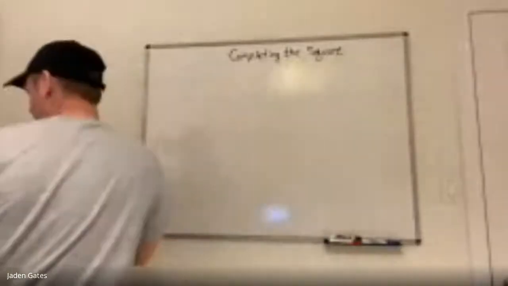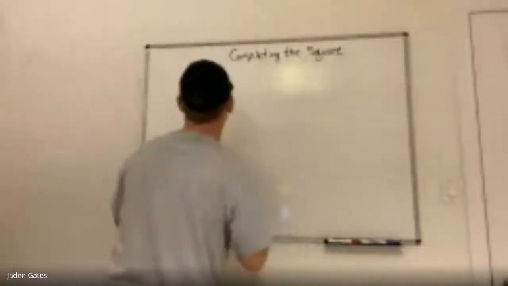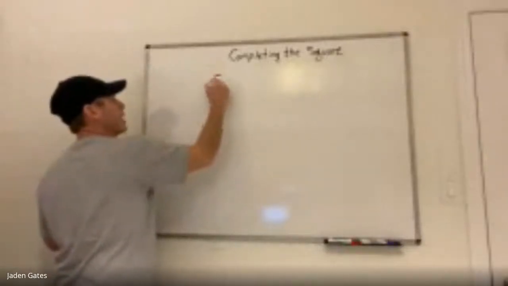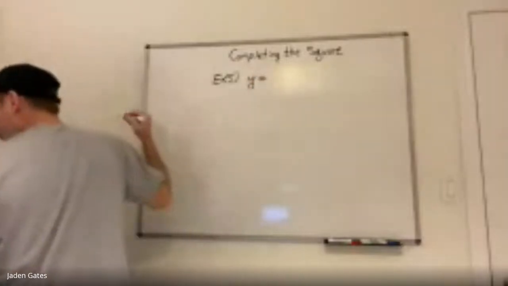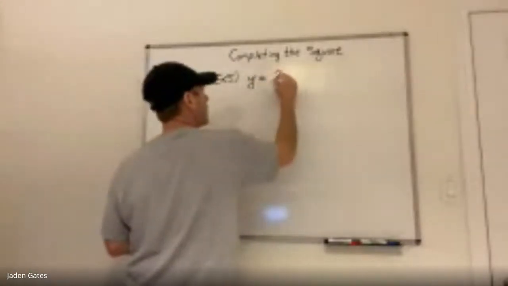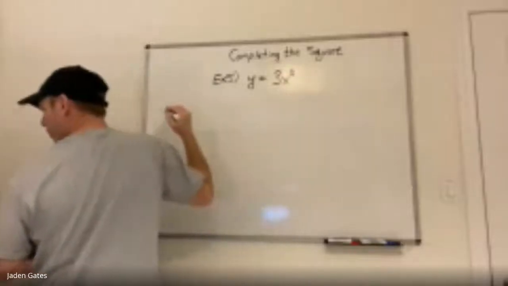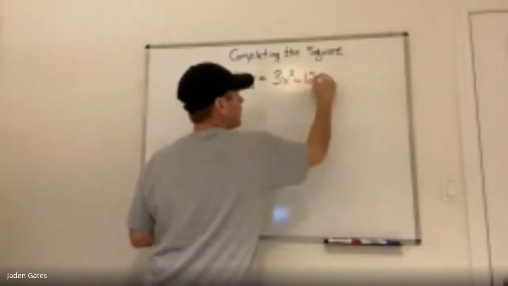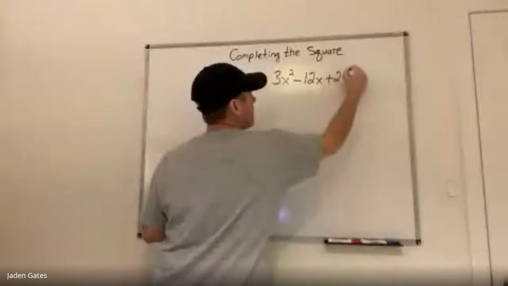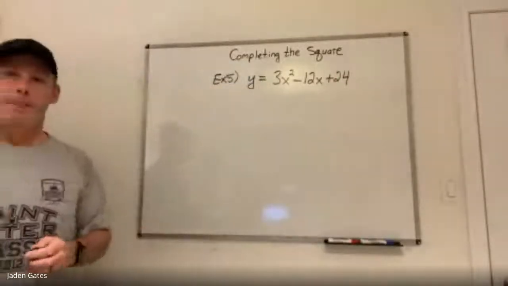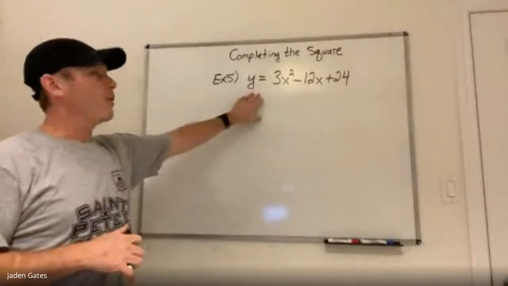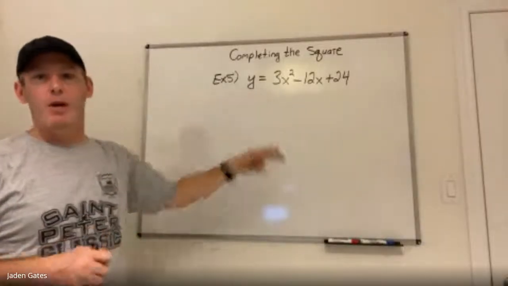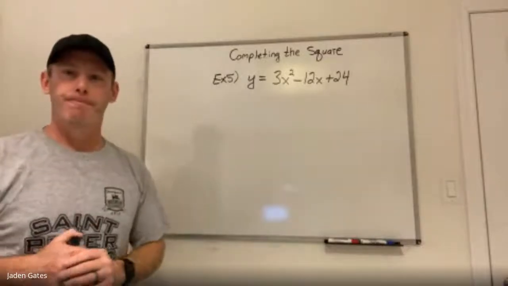All right, so here we go. Next one, example 5 here, is I'm going to now convert y equals 3x squared minus 12x plus 24 to vertex form. Now, I just said that I was going to step it up here. Can somebody tell me what is the difference between this one and the first 3 we just did? There is a difference. We have an a value now.